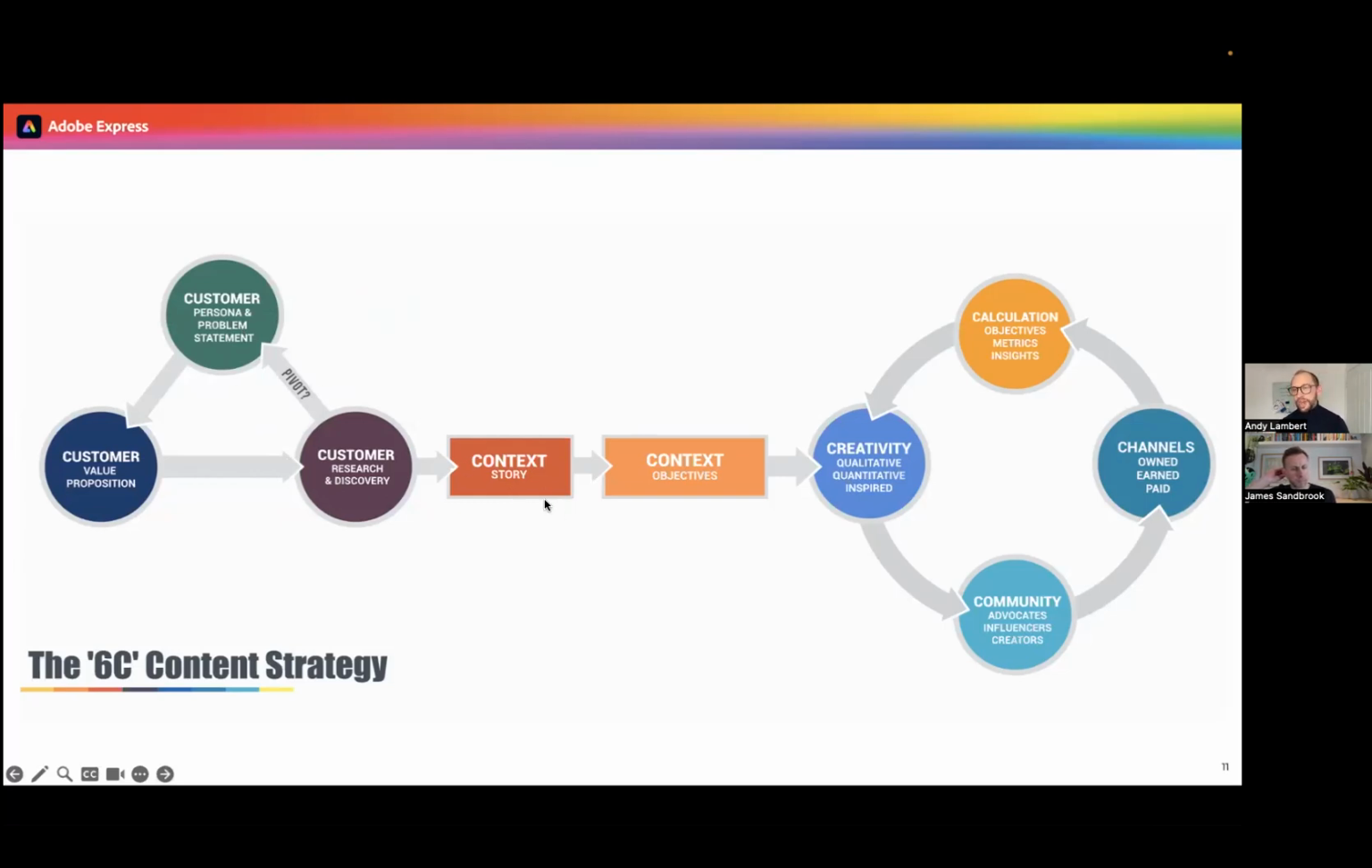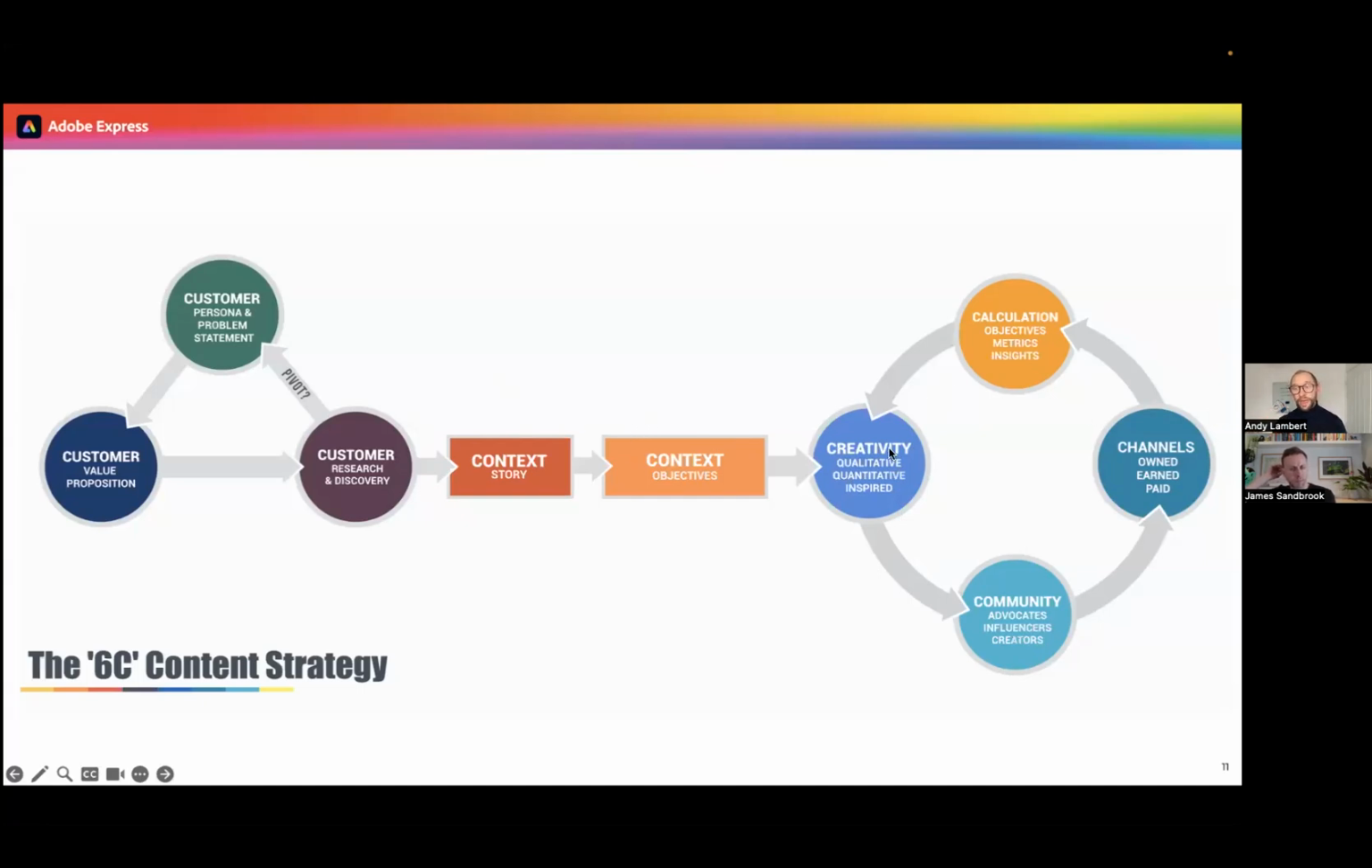The second C is context. So what's this with the understanding of our audience? What's the story we're going to tell? And what do we want to achieve through all of this? Because of course, goals are always going to be important in strategy creation. And then the final 4 C's, as you can see, are a cycle because they are continuing. Those first 2 C's, really, we do them once as we start the strategy. But these 4 C's are the ones that will be consistent and perpetual.